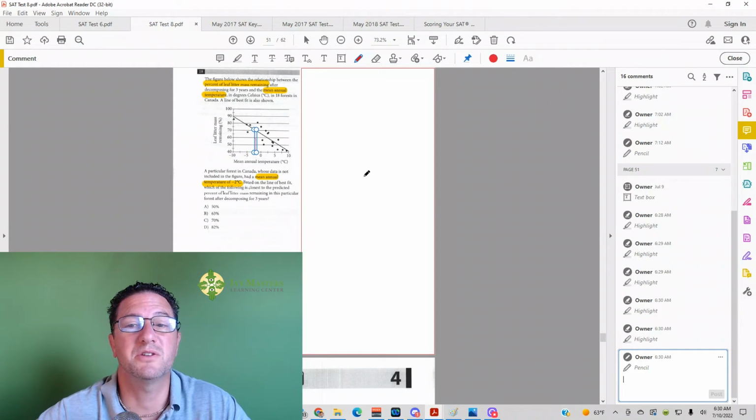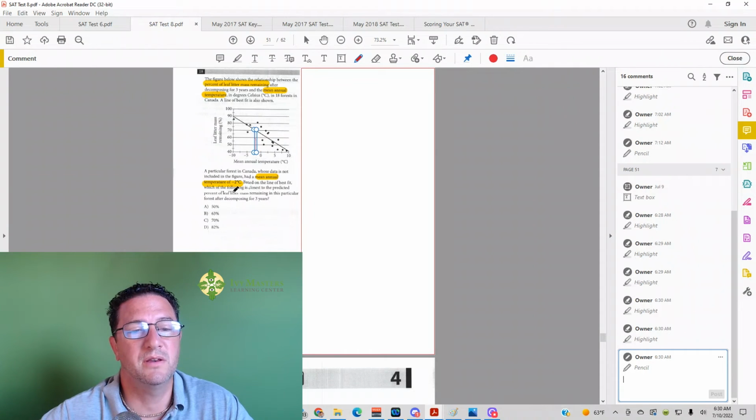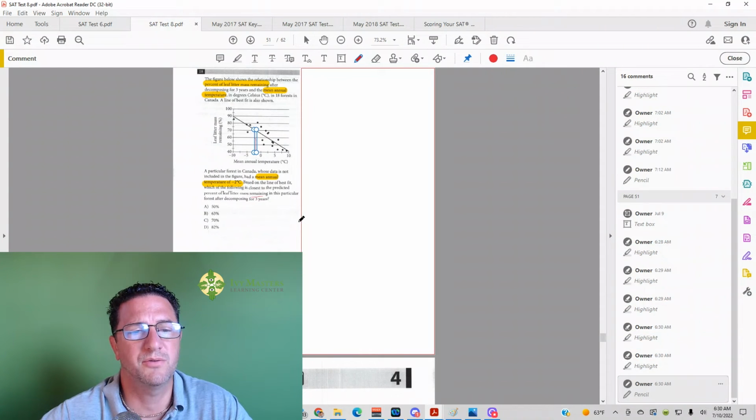But let's see what the question's asking. I am anticipating the answer. Based on the line of best fit, which of the following is the closest to predicted percent of leaf litter mass remaining in this particular forest after decomposing for 3 years? And it looks like it is 70%.